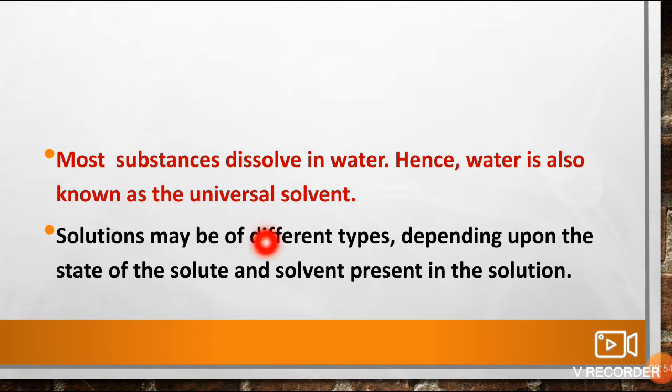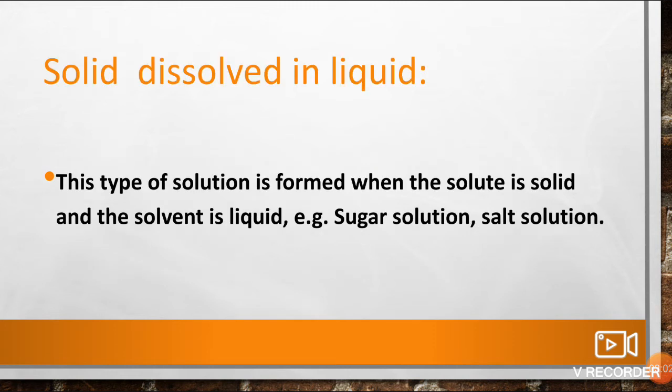Solutions may be of different types depending upon the state of solute and solvent present in the solution. So let's see what those solutions are. The first type of solution is solid dissolved in liquid. Just now we saw the salty water solution, that is an example of solid dissolved in liquid. In this type of solution the solute is a solid and the solvent is a liquid, for example sugar solution and salt solution.